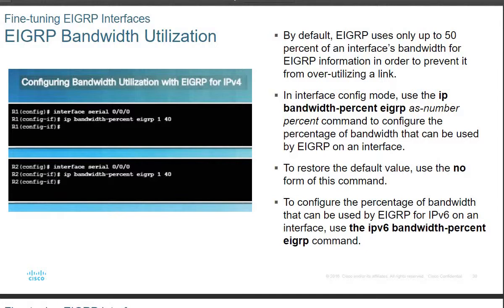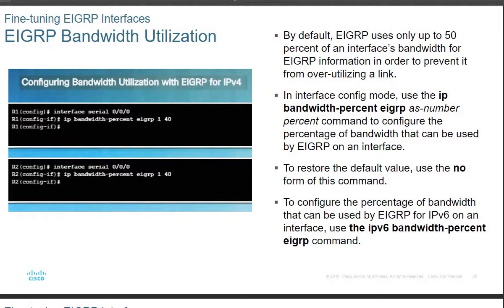Fine-Tuning EIGRP Interfaces. EIGRP bandwidth utilization. By default, EIGRP uses only up to 50% of an interface's bandwidth for EIGRP information, in order to prevent it from overutilizing a link.